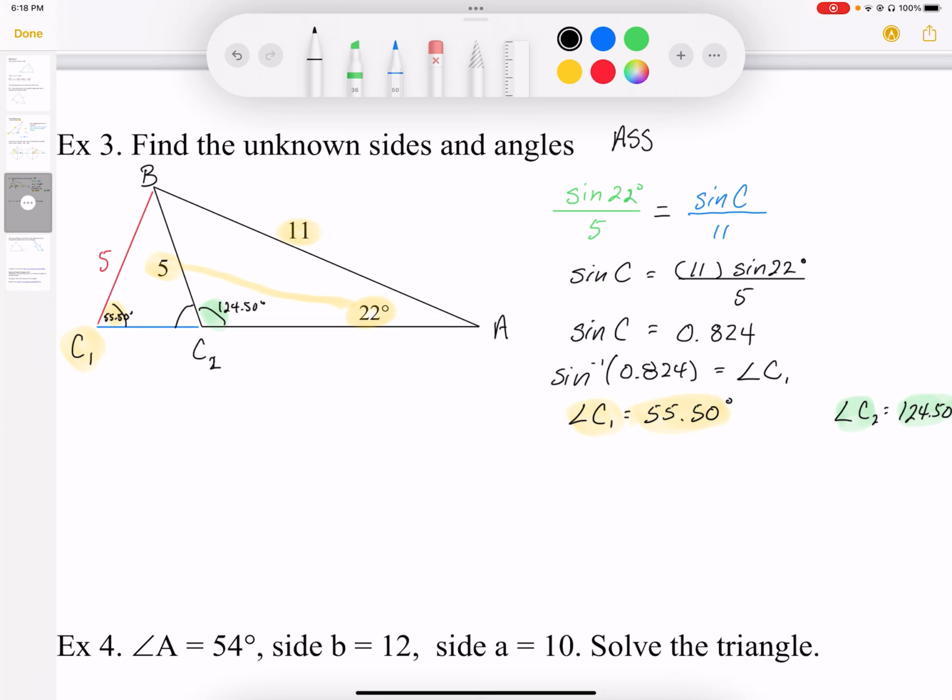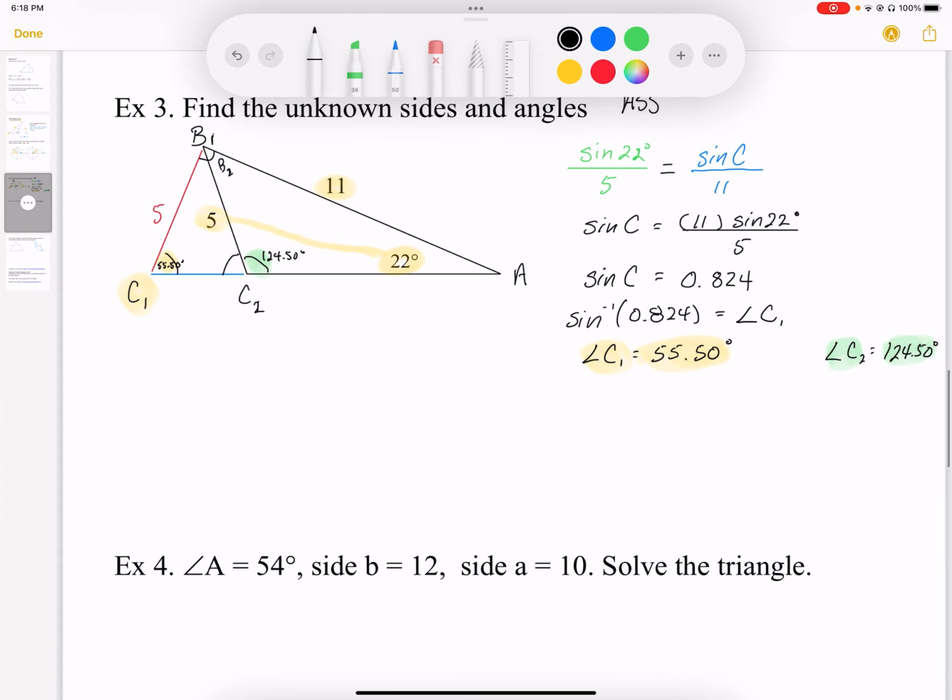Okay, so that's going to give us two different triangles, which is also going to give us two different angles in B. So we're going to call this B1, and then that one is going to be B2. Sorry, my mistake. This is B2, that's inside the smaller triangle, and then this angle here, the bigger angle, will go with the bigger triangle, which is with C1.